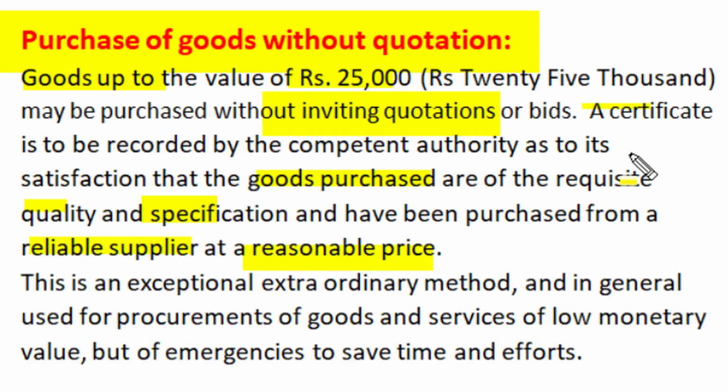So after only that certificate, such procurement can be made by any public organization. Now, such purchase of goods without quotation or tender process is an extraordinary method and an exceptional way to make procurement, and is generally avoided. Such a process of purchase of goods without quotation is in general used only when goods and services are of low monetary value, less than 25,000, but the purchase becomes an emergency or the purchase entity wants to save time and effort for the purchase of those items.